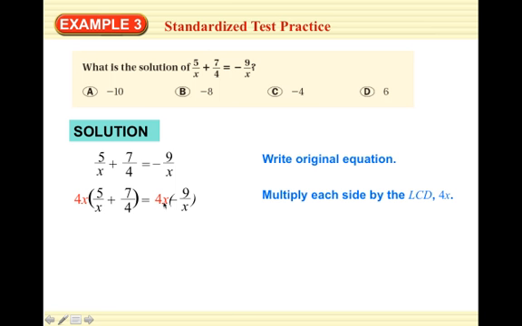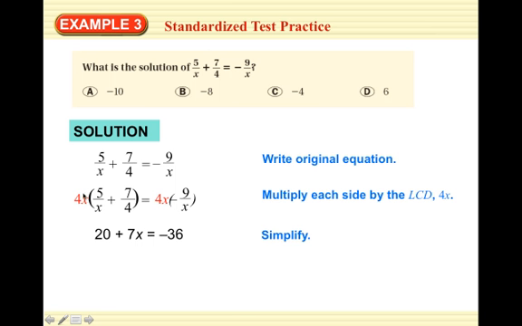On the right-hand side, no big deal. We just do 4x times negative 9 over x. Okay, so let's simplify. 4x times 5 over x, the x's will cancel, and you'll have 4 times 5 equals 20. Okay, now let's distribute the 4x to the 7/4.